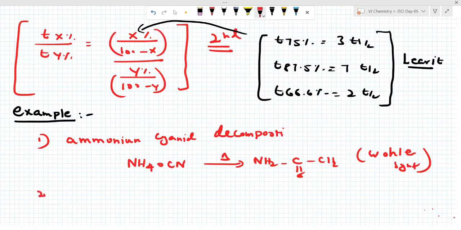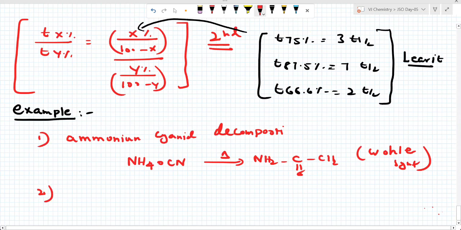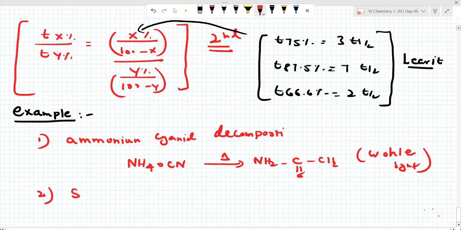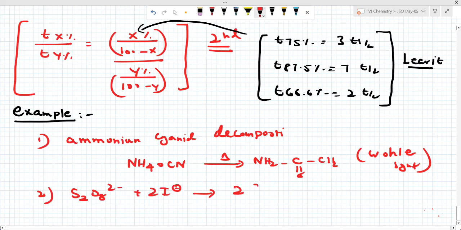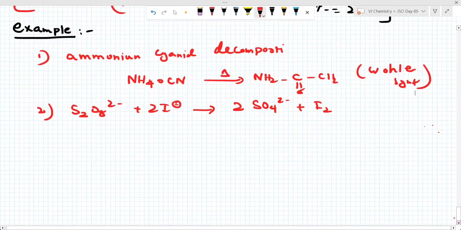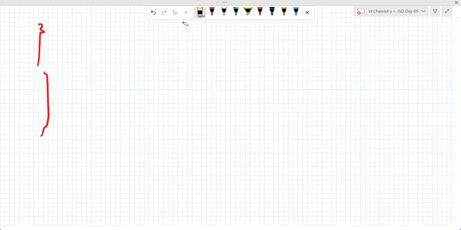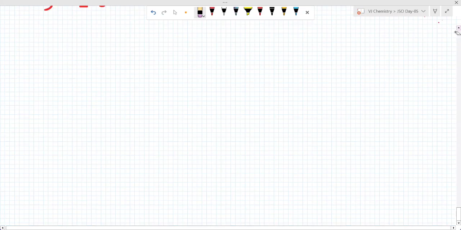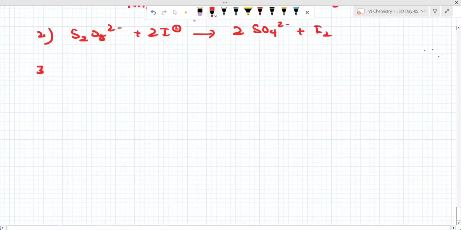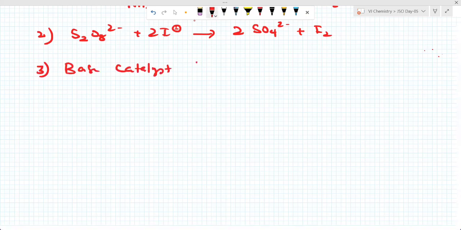Next reaction, just wait. The next reaction is the thiosulfate one: S2O8 2 minus plus 2I minus gives 2SO4 2 minus plus I2. Okay, next reaction, very important, please note. Third one, base catalyst of ester hydrolysis. This is an example of second order reaction.